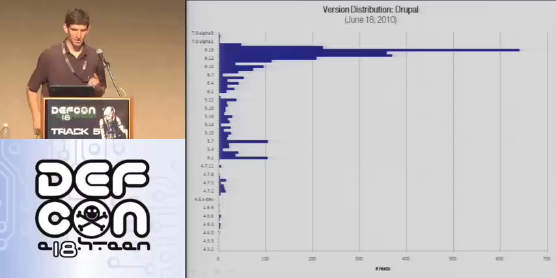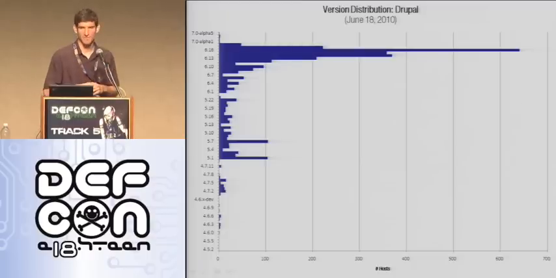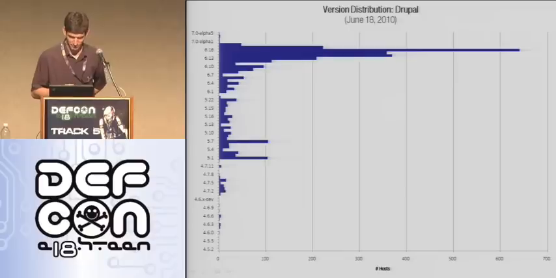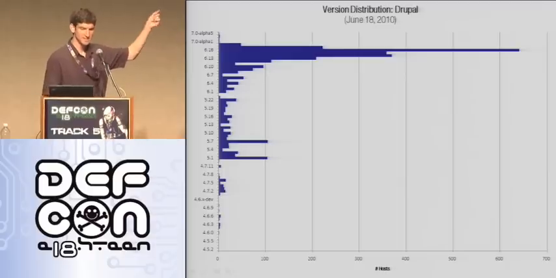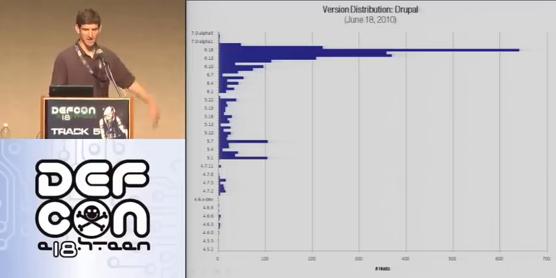These graphs are version distributions that I found of what apps are running out there. So found a few thousand Drupal installations. You've got the most recent versions, the release candidates, the alphas, the betas at the very top, and really old archaic versions down at the bottom. And you can kind of see that it trends.